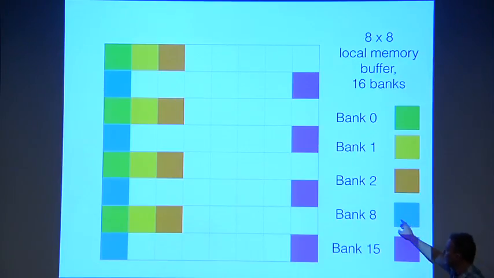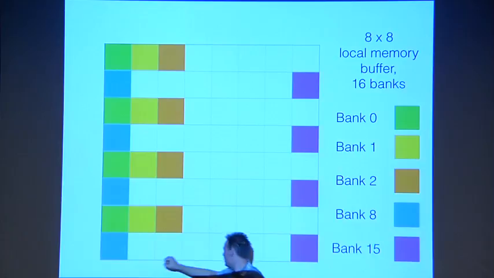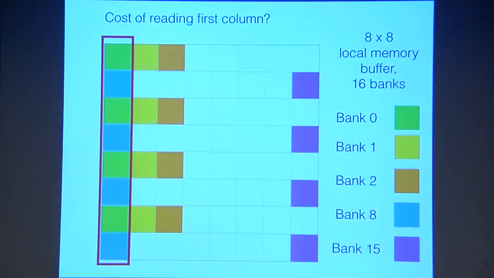So bank 8, we have 16 banks. There are 8 columns across, so bank 8 lands here. And then bank 15, the last bank, lands right there. Okay, clear? 16 banks. Only going to show 5 of the colors. All right. How much does it cost to read this column relative to just reading one value from local memory?